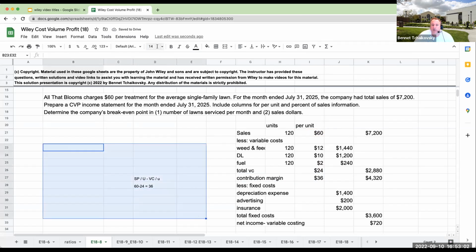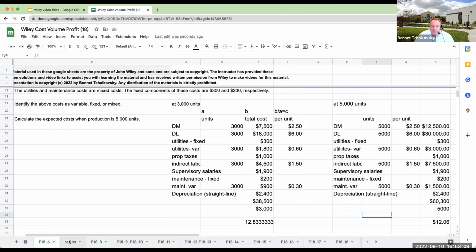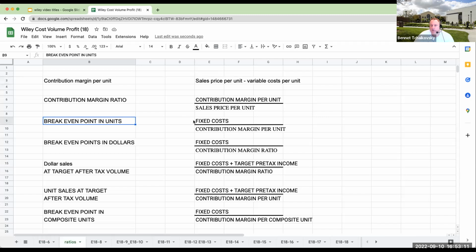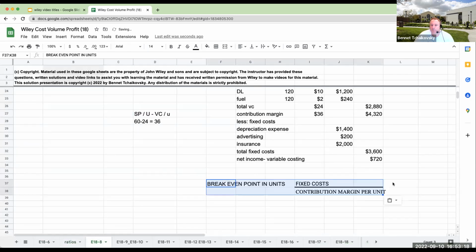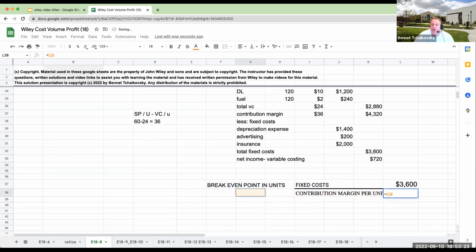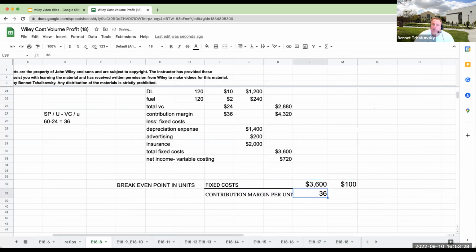Okay, so right over here. So the first one I'm asking for is break-even points in number of units. So break-even point in units is my fixed costs divided by my contribution margin per unit. Okay, so my fixed costs are 3,600. My contribution margin per unit is 36. So my break-even in units is 100.